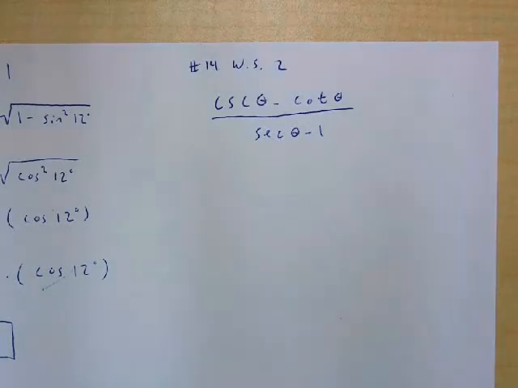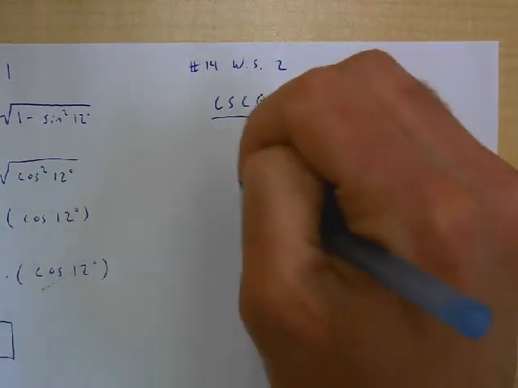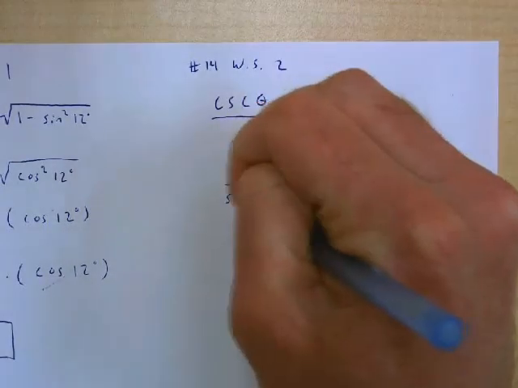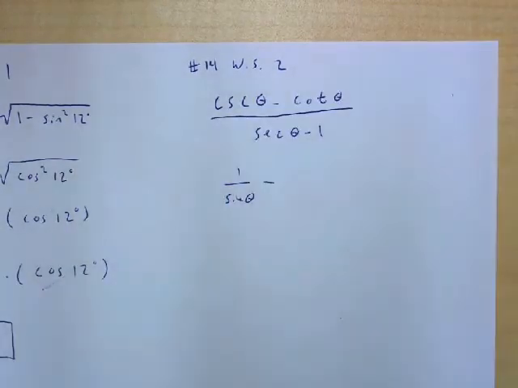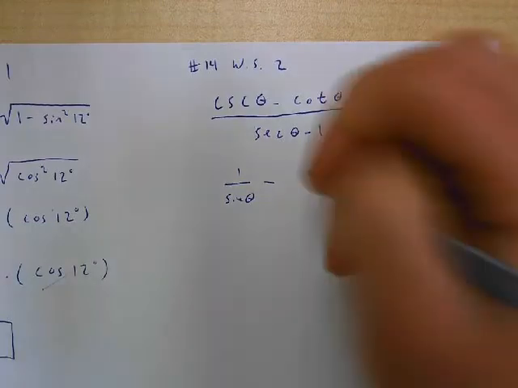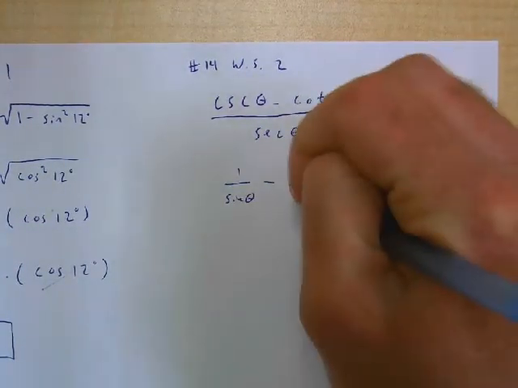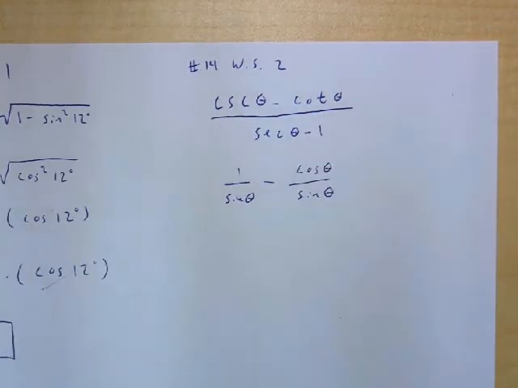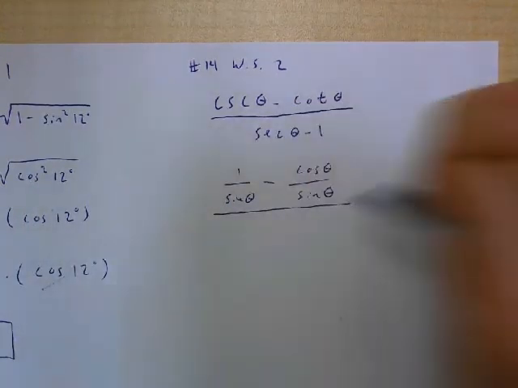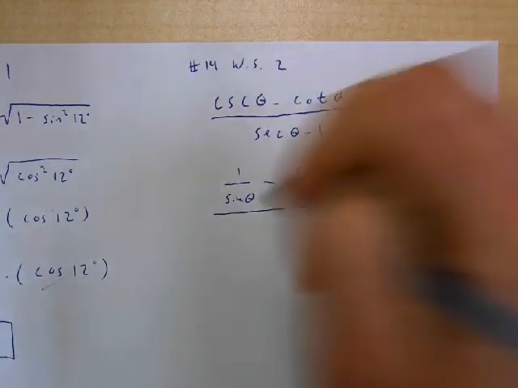So let's see, I don't really like having cosecant in there. So instead of cosecant, I'm going to replace this with what it equals, which is 1 over sine. So then I get 1 over sine theta, minus, I don't really like cotangent either. Let's replace cotangent with what it equals, which is cosine theta over sine theta. And then over, let's deal with that later. We'll go ahead and leave it as secant theta minus 1 for now.